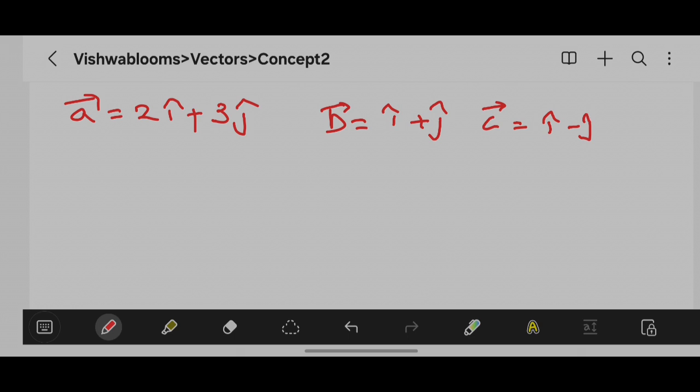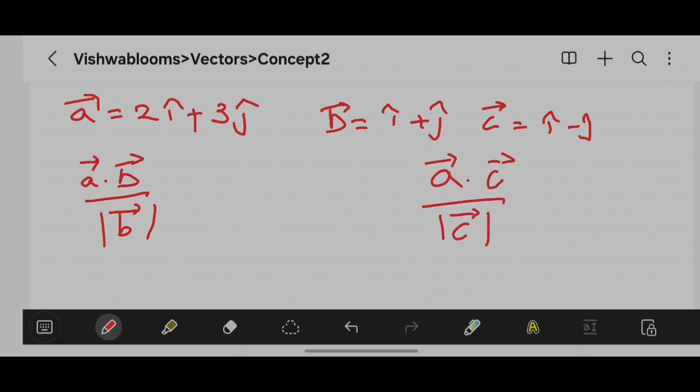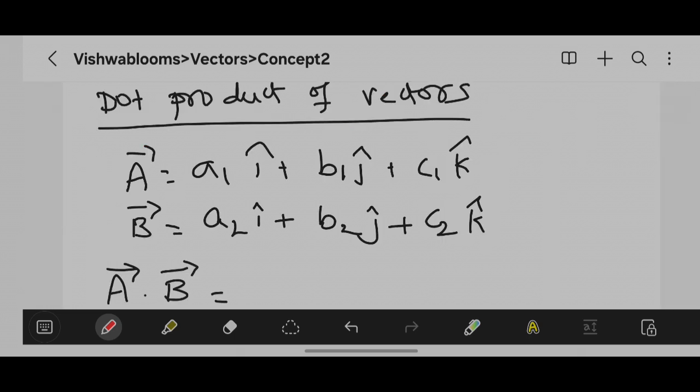j cap. Now they are asking for the component of A vector along the direction of, first you will find for B vector, then you will find for C vector with the same formula. First A dot B by B magnitude, then A dot C by C magnitude. See, you don't know dot product still, right? First I will give basic information about dot product, then we'll do this. Now first we will learn the basics of dot product.